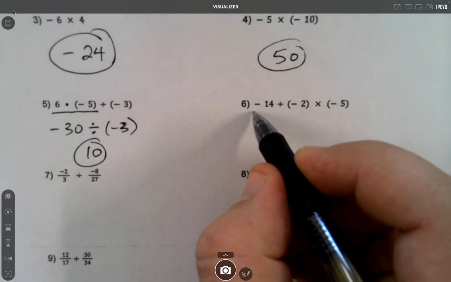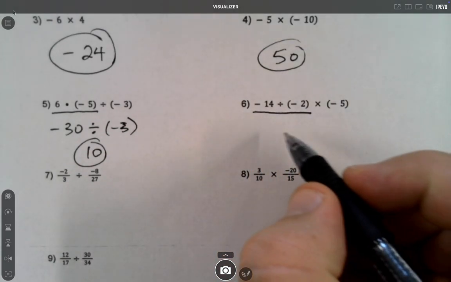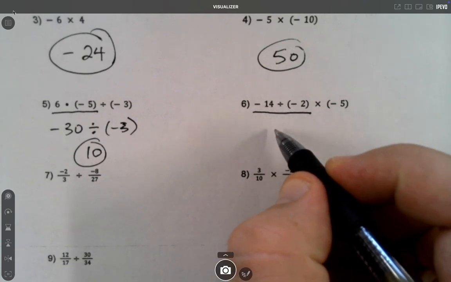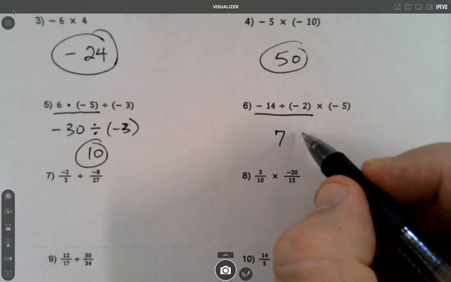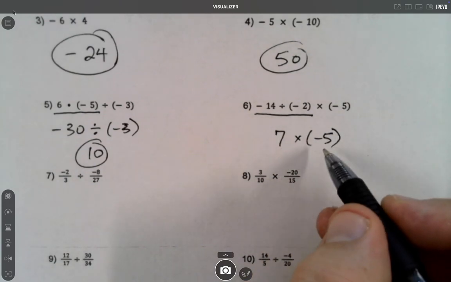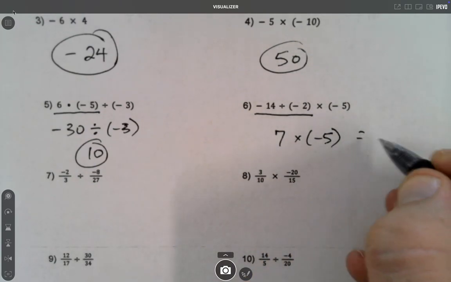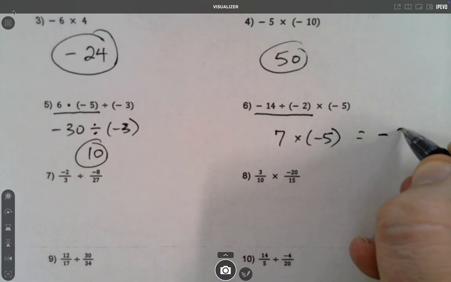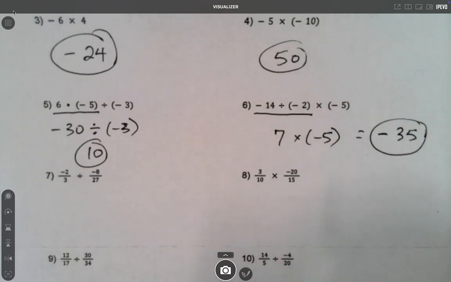Okay, we have a negative divided by a negative. So the answer will be positive. 14 divided by 2 is positive 7. Now I have a positive times a negative. So since the signs are different, the answer will be negative, and 7 times 5 is 35.